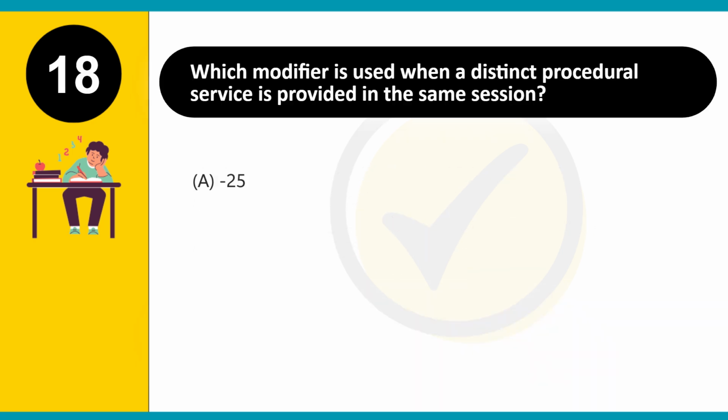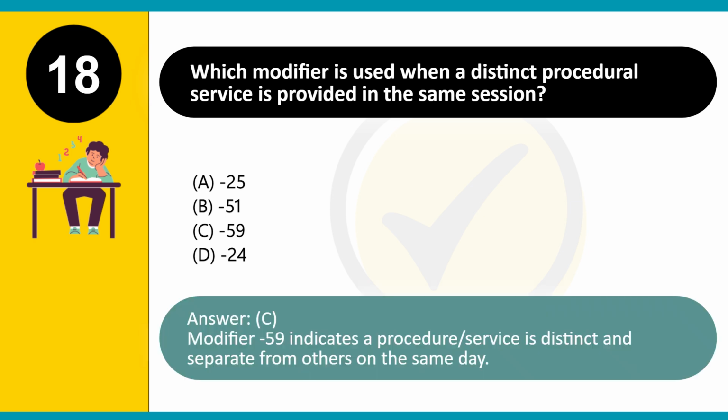Which modifier is used when a distinct procedural service is provided in the same session? A. -25. B. -51. C. -59. D. -24. Answer: C. Modifier -59 indicates a procedure/service is distinct and separate from others on the same day.